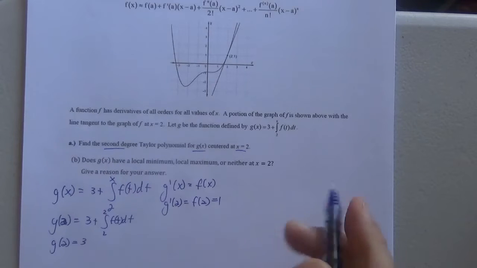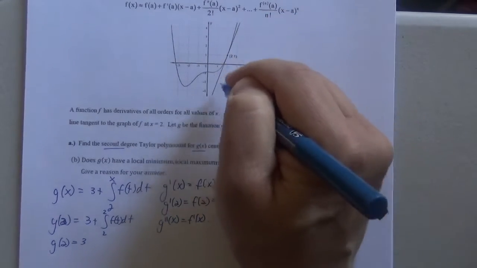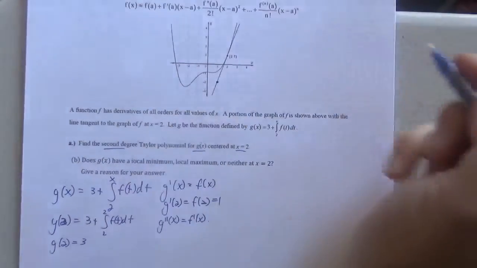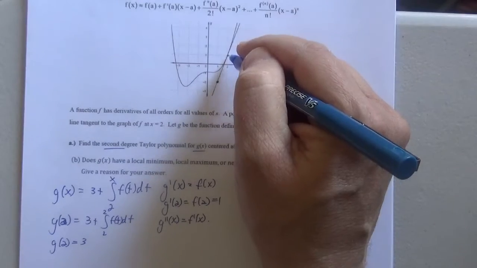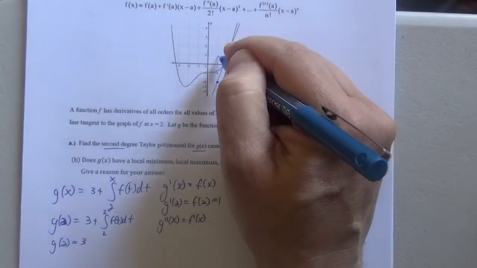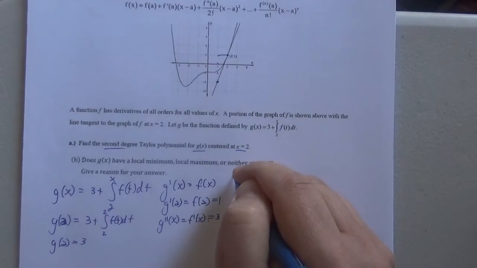And I went to second degree, so I need to take another derivative. So g prime prime of x is f prime of x. It might be hard for you to see, but there's a point right there at 1 comma negative 2, and there's that point right there, which is 2 comma 1. So I just need to find the derivative at that point, and I'm just going to use the idea of slope, or rise over run. 1, 2, up 3 over 1, so therefore this is going to be equal to 3.